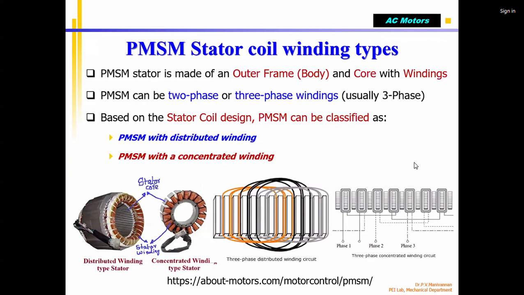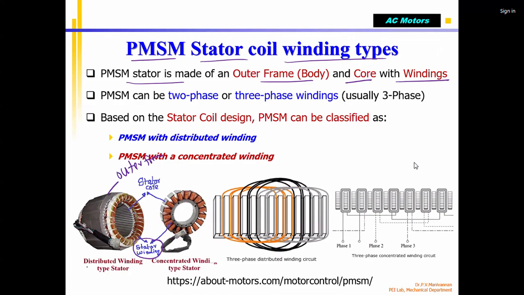Now, to better understand the permanent magnet stator coil winding, how it looks: even in the case of the stator winding, there are two types. The permanent magnet stator is made of an outer frame. As I told you, this is the outer frame, with slots, body and core. The core is a magnetic material in which there are slots in which windings are fixed. These are the windings; you can see the copper stator windings.